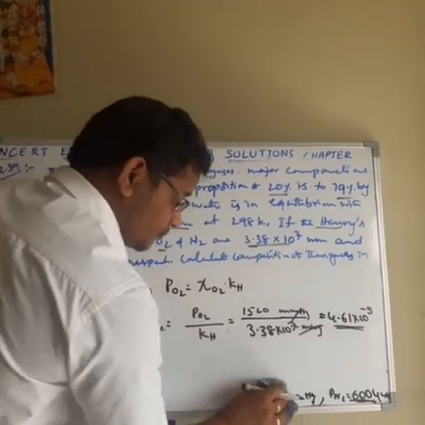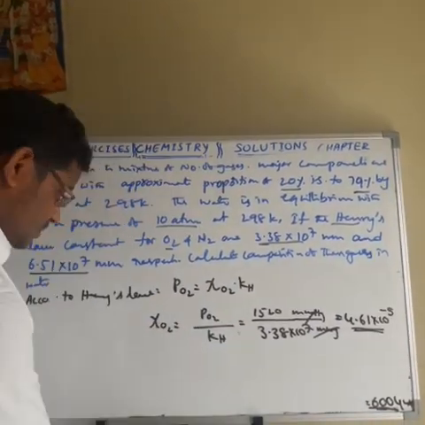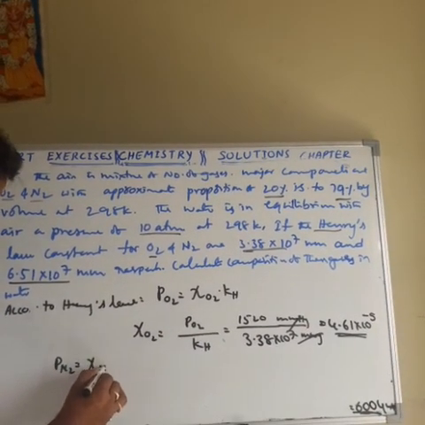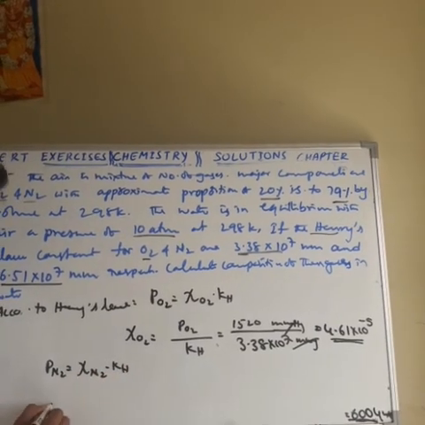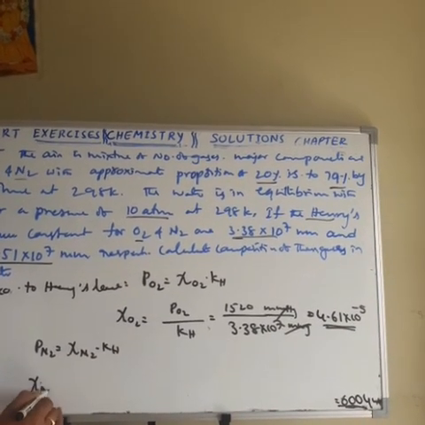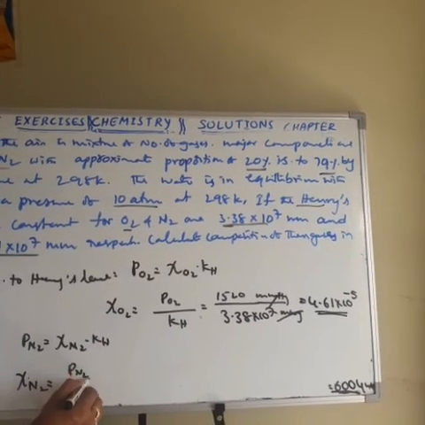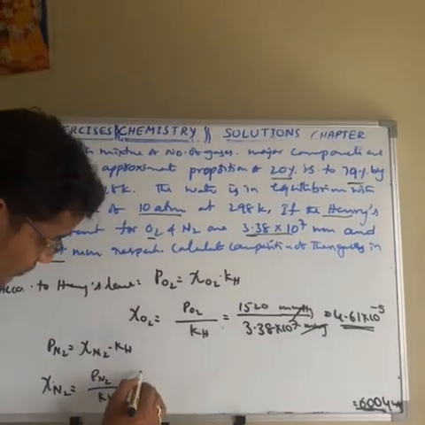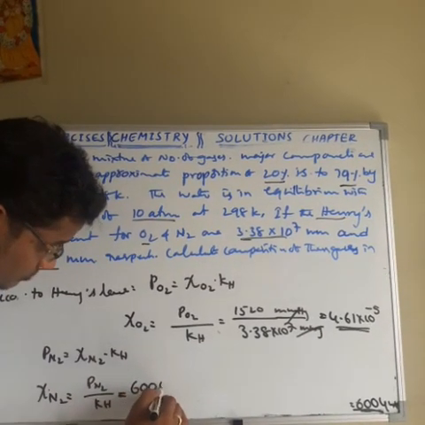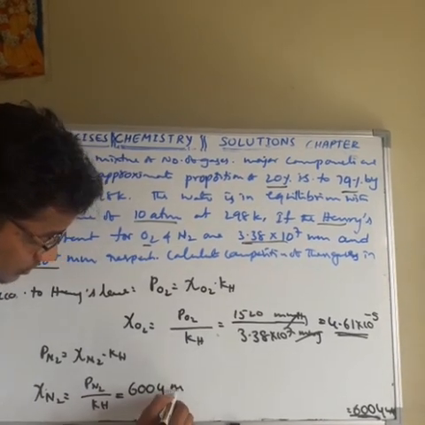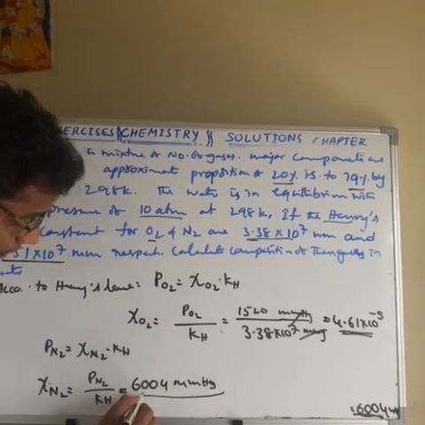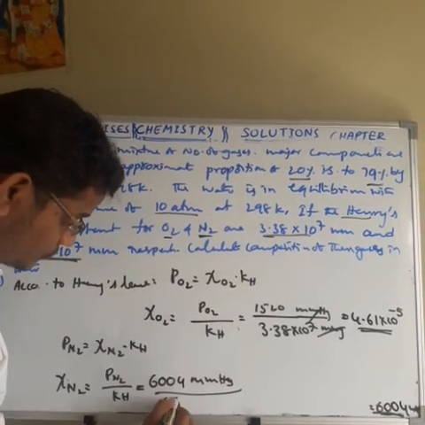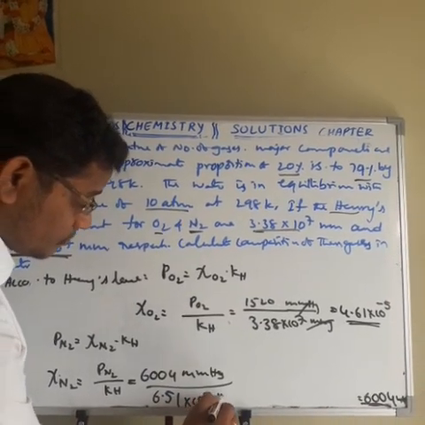Like that, you also have to find the composition of nitrogen in the water. Same formula: the partial pressure of N2 is equal to the mole fraction of N2 times the Kh value. Then the composition of nitrogen in the water, the mole fraction of N2, is equal to the partial pressure of N2 divided by this constant. The partial pressure of N2 we just calculated is 6004 mm of mercury, divided by the Kh value for nitrogen, 6.51 into 10 power 7 mm of mercury.